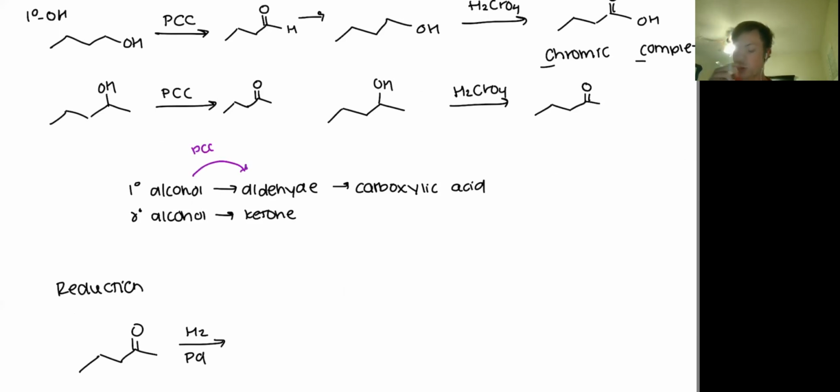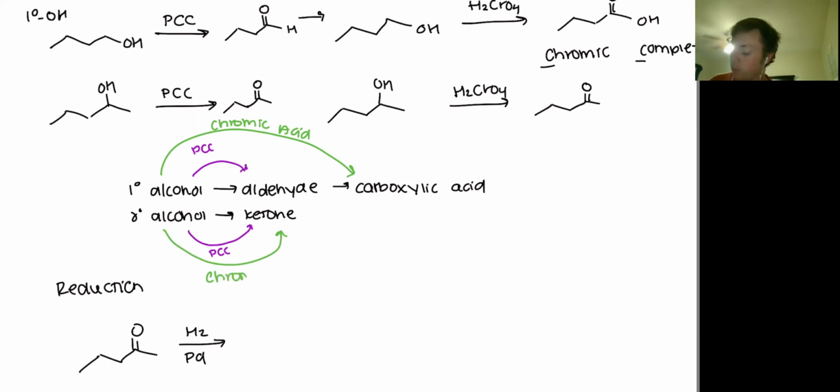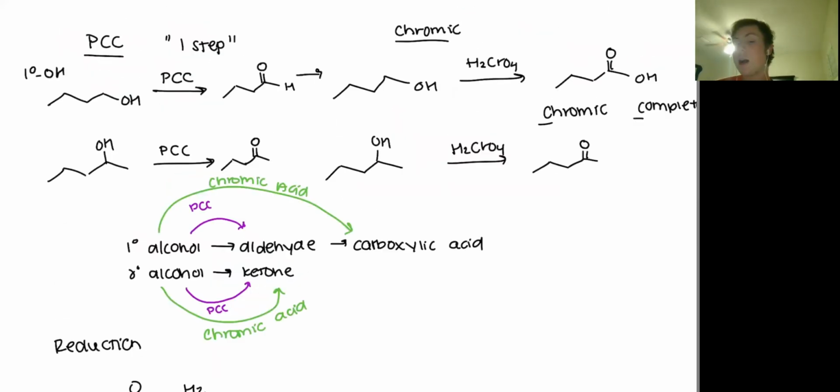If we have PCC and a primary alcohol, we will oxidize to the aldehyde. A secondary alcohol on introduction to PCC will go to the ketone. A primary alcohol with a chromic acid derivative will go to the carboxylic acid. And the secondary alcohol, same thing with the chromic acid, will go to the ketone. So those are the oxidation reactions.